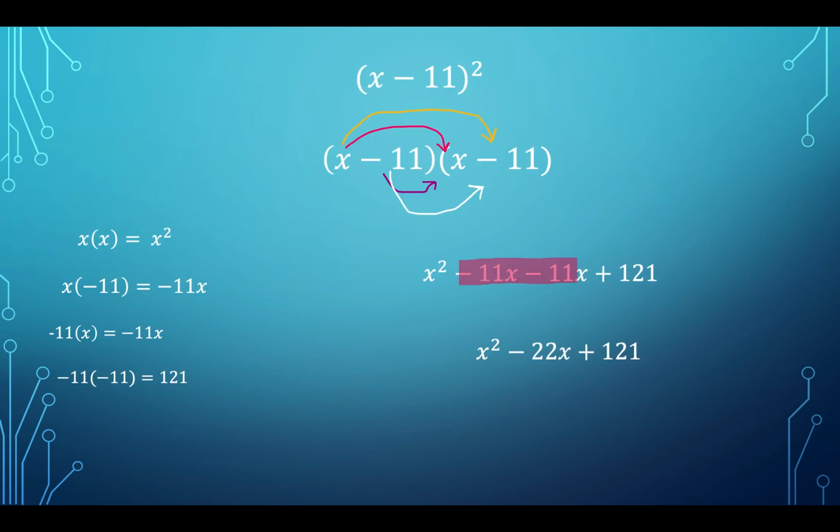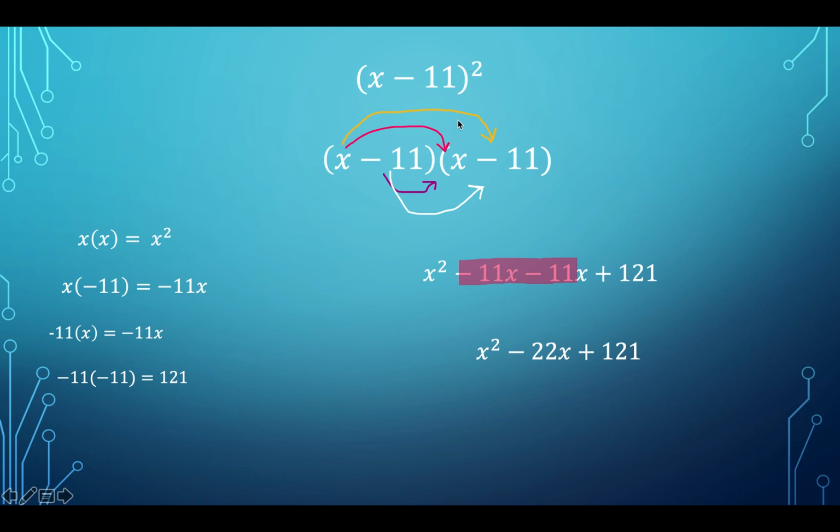So basically the takeaway for these problems is, in this problem we have x minus 11 squared. All you're going to do is take whatever's inside these parentheses and multiply it by itself. So x minus 11 times x minus 11. And if this was a plus sign, you would just do x plus 11 times x plus 11.